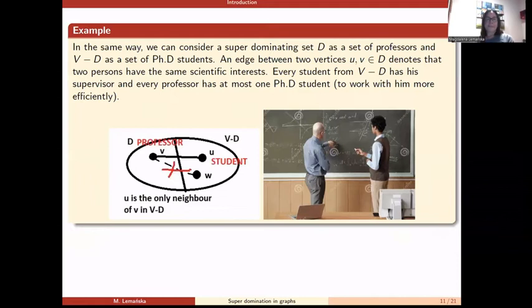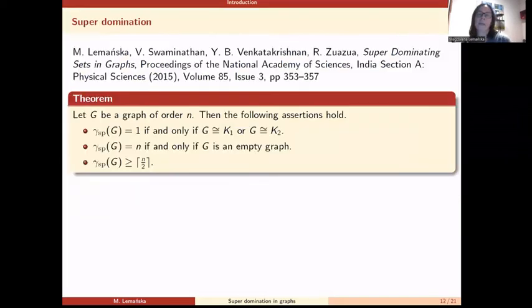In the same way, we can consider a superdominating set D as a set of professors, and the complement of the set as the set of PhD students. And every student from V minus D has a supervisor, a professor who is his supervisor. And every professor must have at most one PhD student. More than one is not allowed. This relation is not allowed, just to work with the student more efficiently.